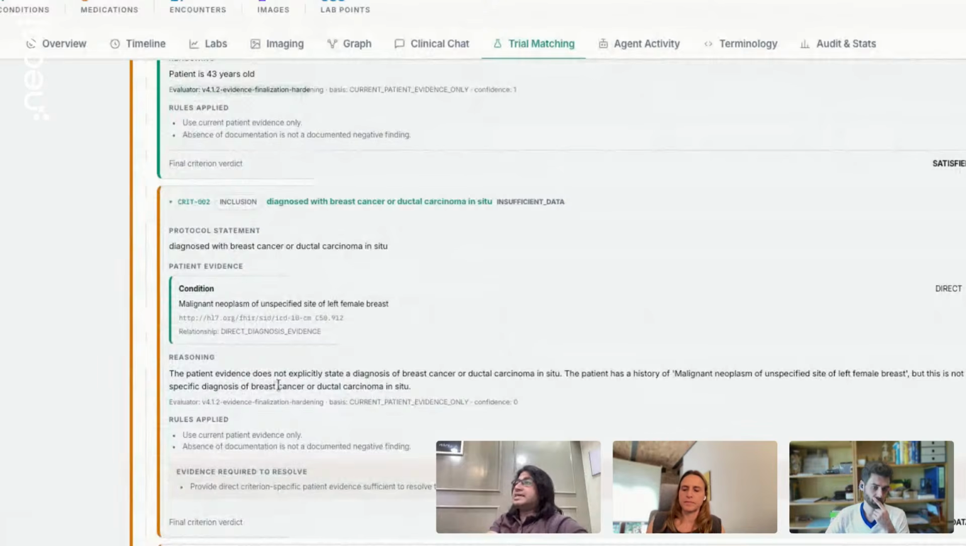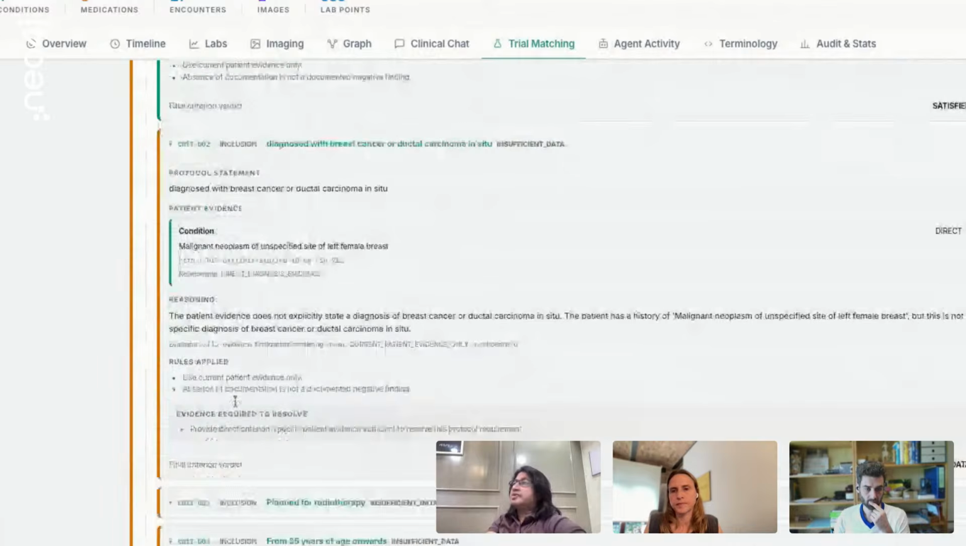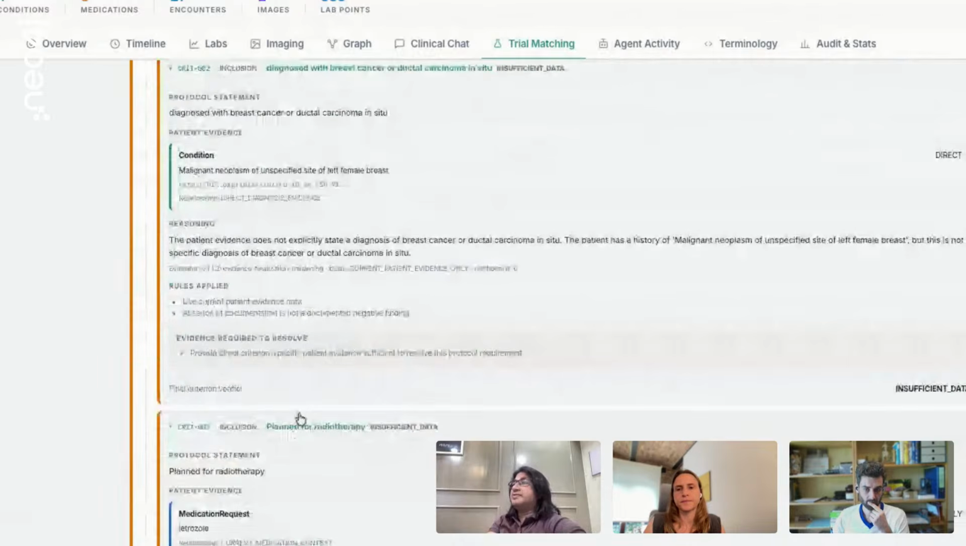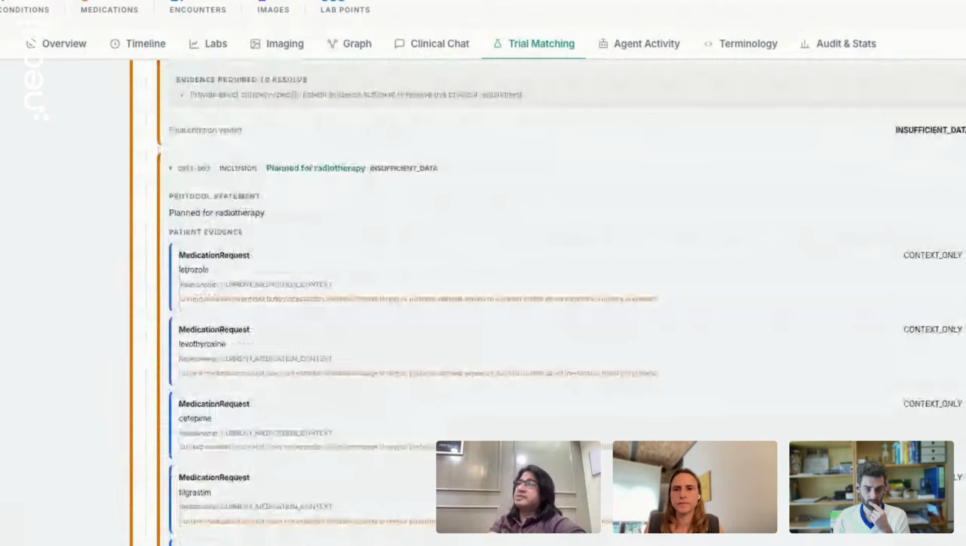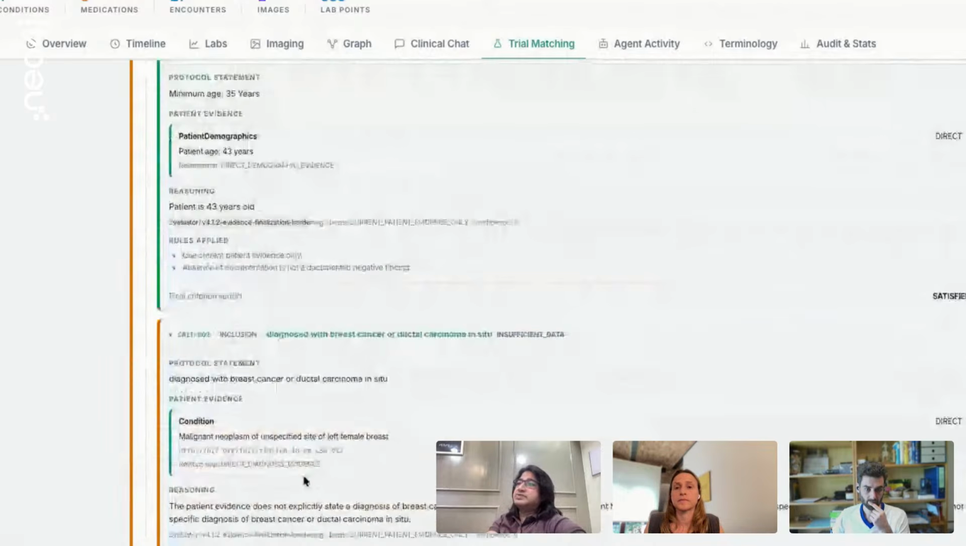So it says the patient has a history, but it doesn't specify the complete diagnosis on it. The same thing when we look into radiotherapy, these are different things where they look into the therapeutical thing. Now, if you look into this, this is where the evidence is a direct evidence, which is coming from a condition. So condition is a node, and that's where it comes through.